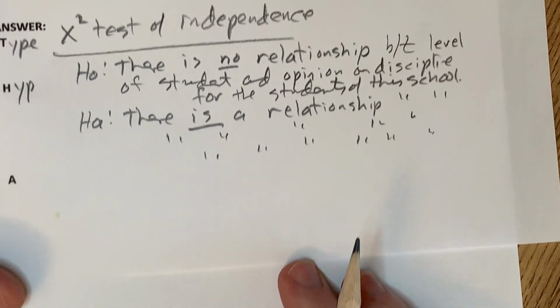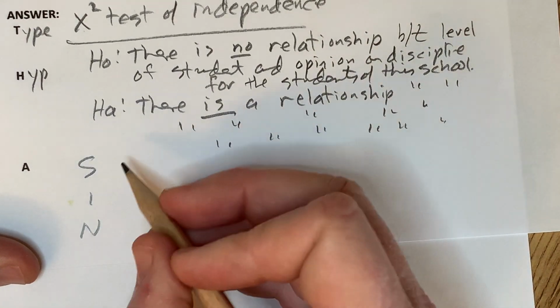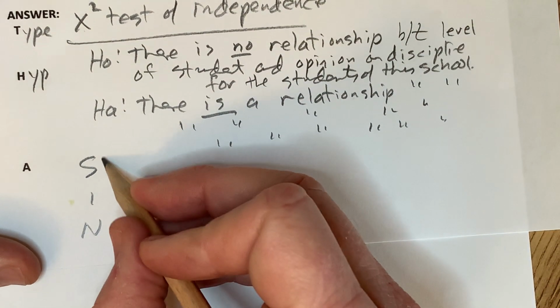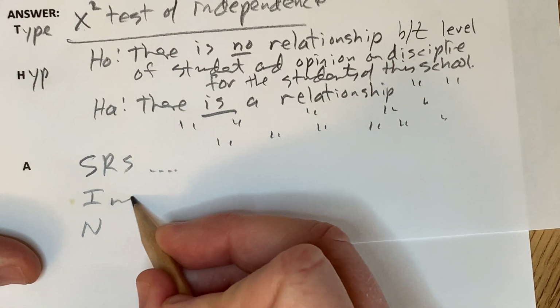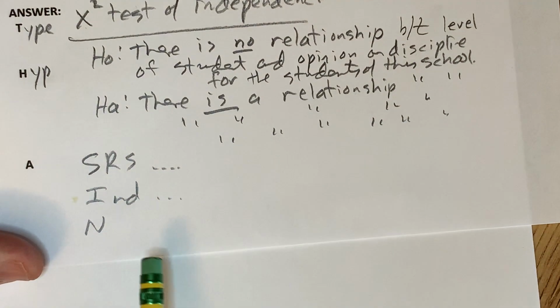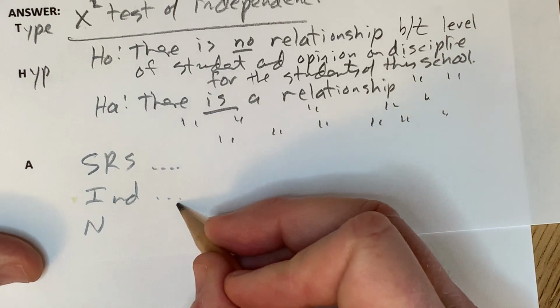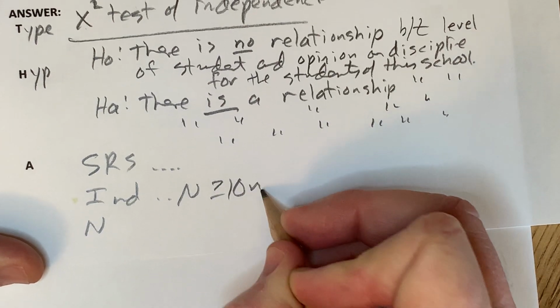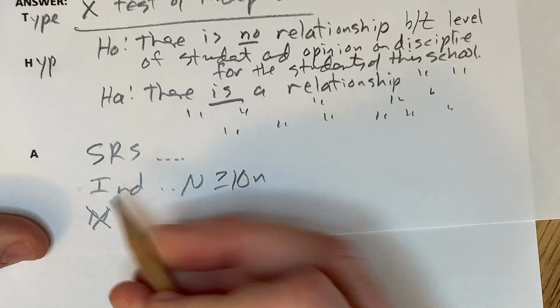Our assumptions: we only have one sample here, so it's not I sin, but it says random sample, and you would write all that out. Our population size must be at least 10 times our sample size, because once again we are sampling without replacement here. So there has to be at least 890 students at this school. And then normality.